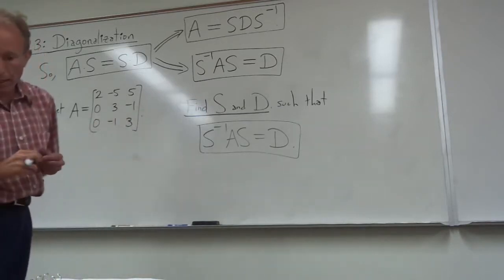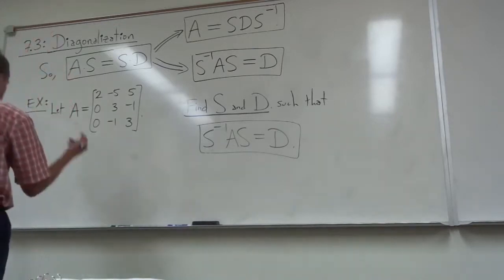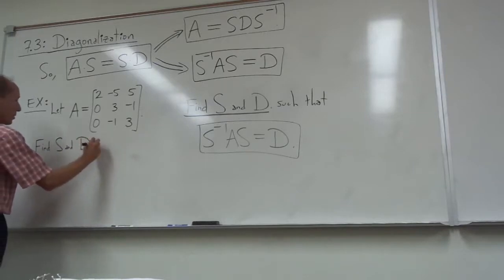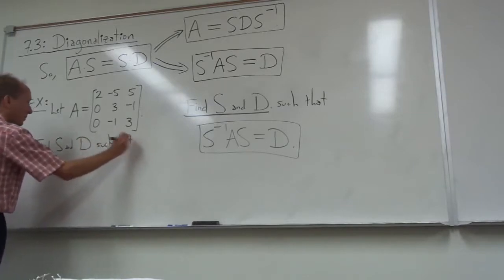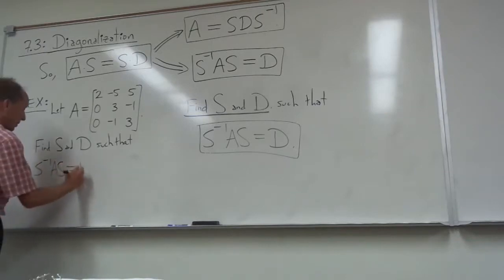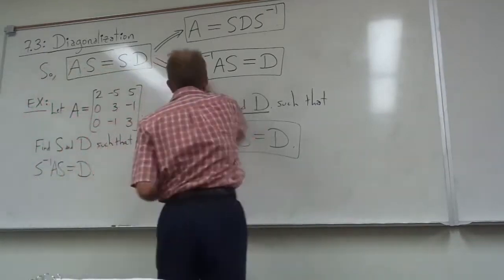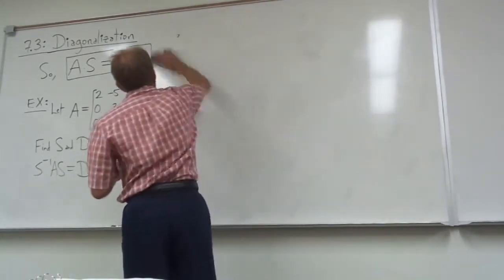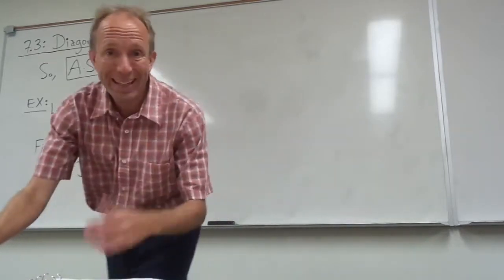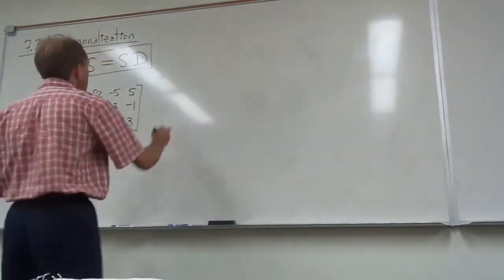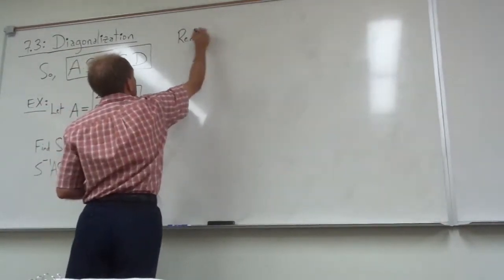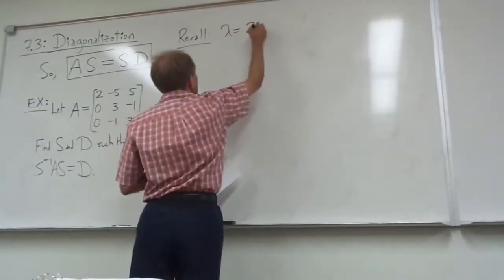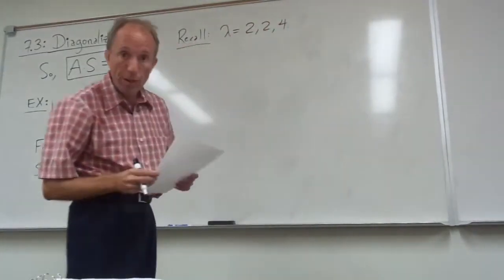Okay? Let's do the following thing. Let's find S and D such that S inverse AS is equal to D. I'm going to refer you back to the earlier examples, though, in terms of what the eigenvalues and eigenvectors were. So I'm just going to recall for you here, so that we save some time. I don't want to redo all of that work that we had done before. That the eigenvalues were 2, 2, and 4.